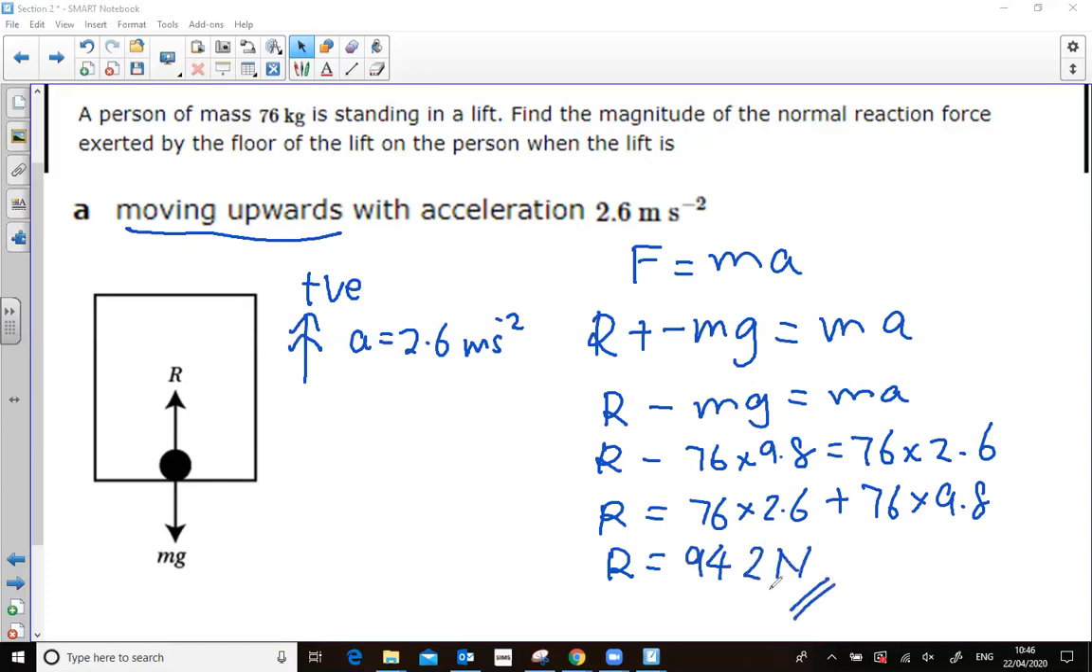So this is the normal reaction force you would get when the lift is moving upwards with an acceleration. However, what about if the lift is moving downwards? Would you have the same normal reaction force? Well, let's look at the next part.